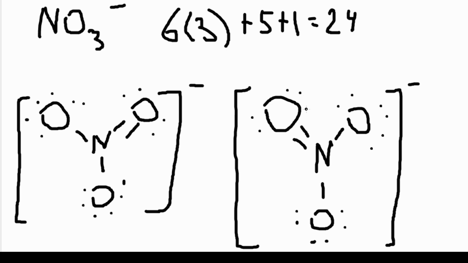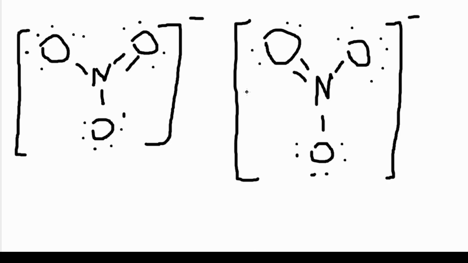So the question is, what do we do when we have instances where we have more than one valid Lewis diagram? That's when you have resonance. Resonance is this phenomenon where there is more than one valid Lewis diagram, and when there is resonance, you have to draw it a specific way. The way you draw resonance is you draw all the possible Lewis diagrams.